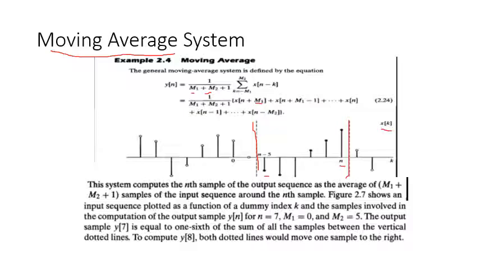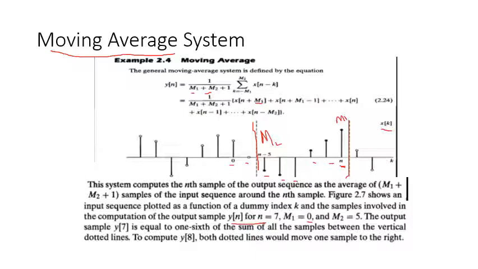Just take an example here. For example, we want the output at n equal to 7. You see here this sample is 0, this sample is 1, this sample is 2, 3, 4, 5, 6, 7. It means n is equal to 7. So computing y of n for n equal to 7, here M1 is 0, and this is M2, which is 5, because 0, 1, 2, 3, 4, 5.